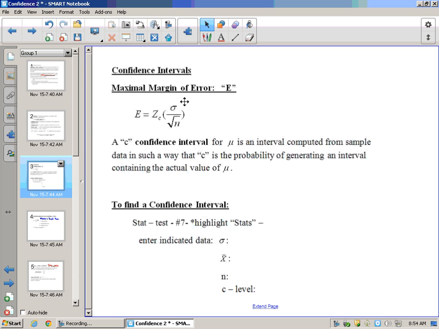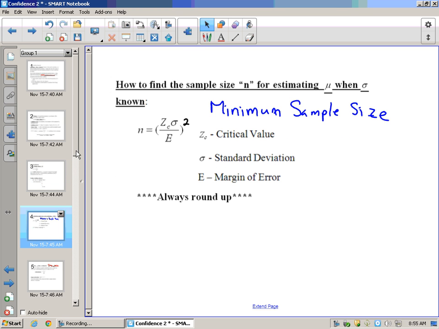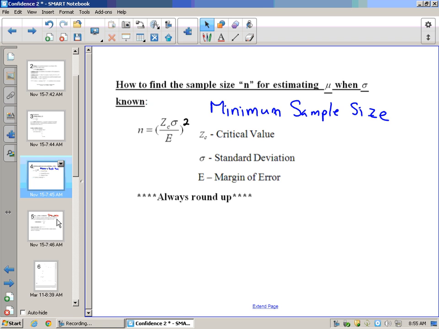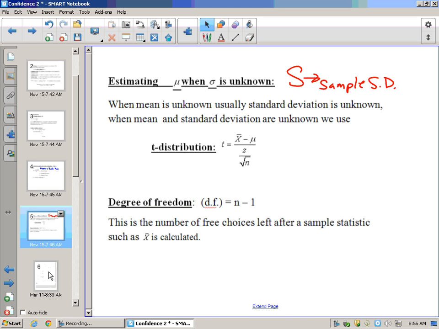We're also going to find the maximum margin of error, which is z, your critical value, times the standard deviation over the square root of n. To find the confidence interval, we're going to do STAT TESTS 7, and we're going to put in the population standard deviation, the sample mean, the n, and the confidence level. Next, we're going to find the minimum sample size, which is n equals the critical value times the standard deviation over the margin of error, squared. We always round up, no matter what number you get.